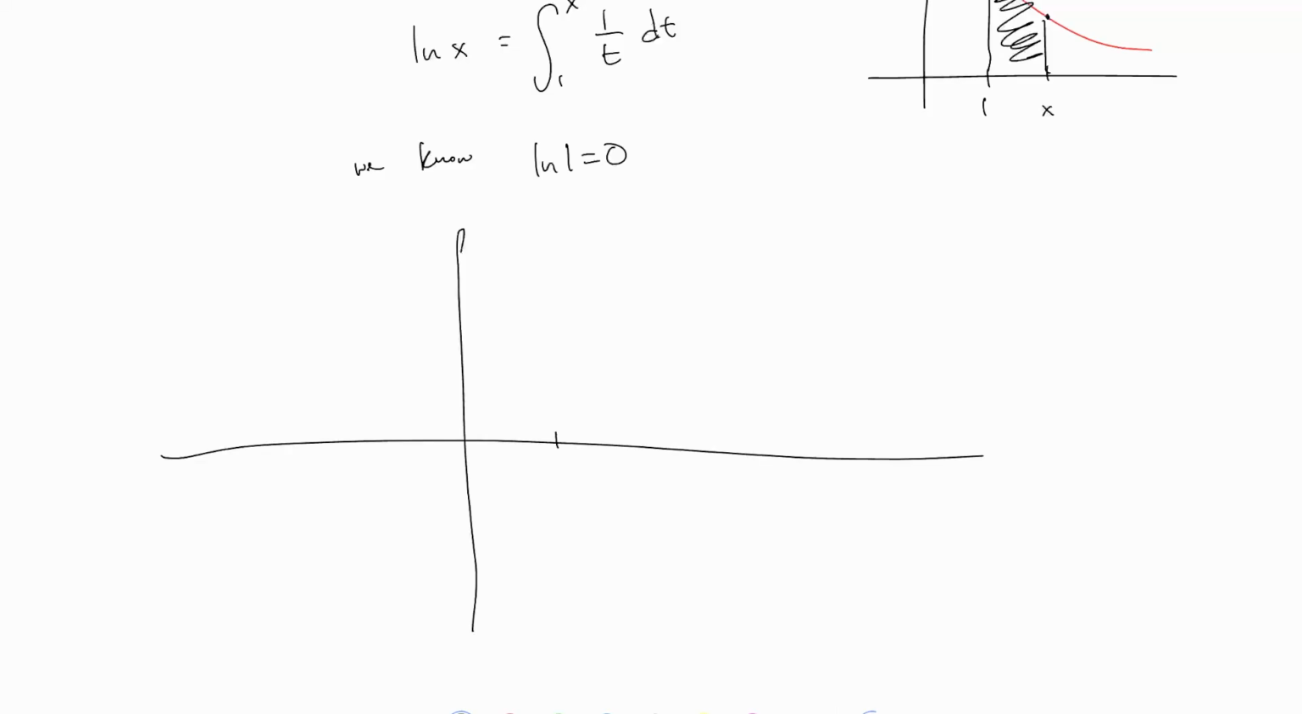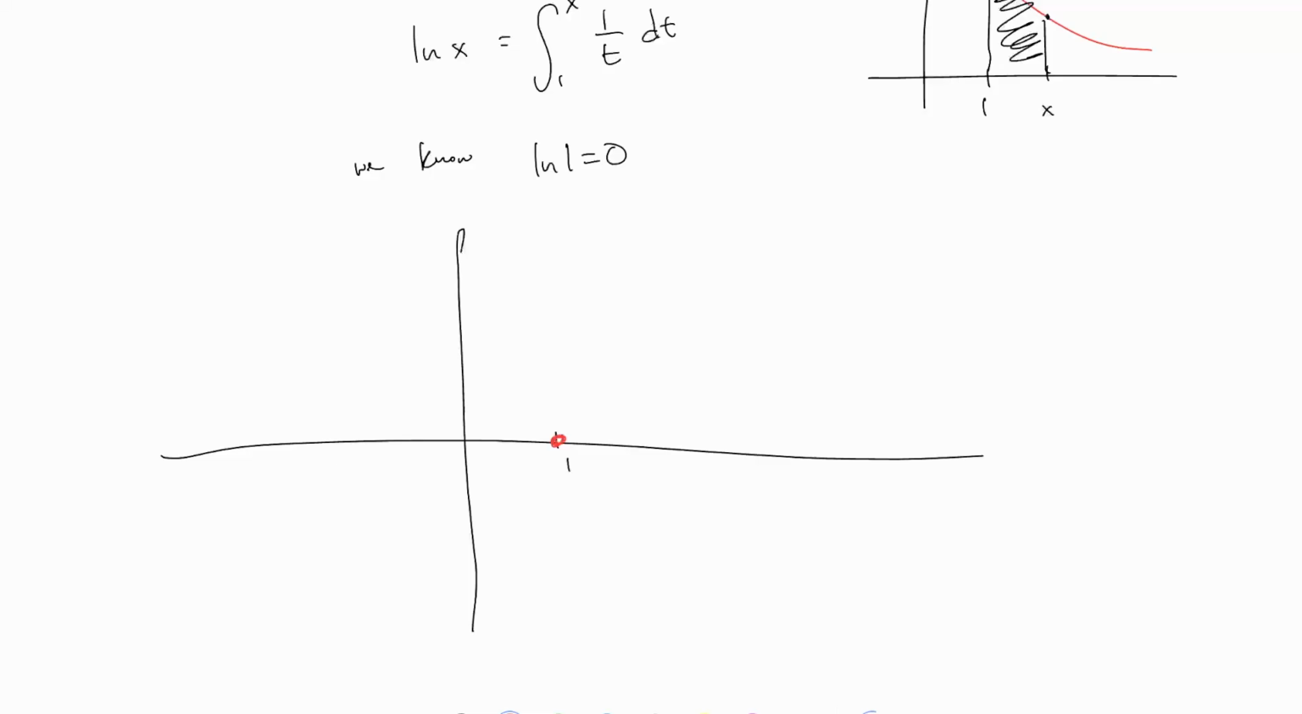Okay, so here's 1. This graph is 0 right there, right? Because ln of 1 is 0. And what happens as the x gets bigger than 1? This area gets larger as the x increases. He said actually the area goes out to infinity, and that's true.